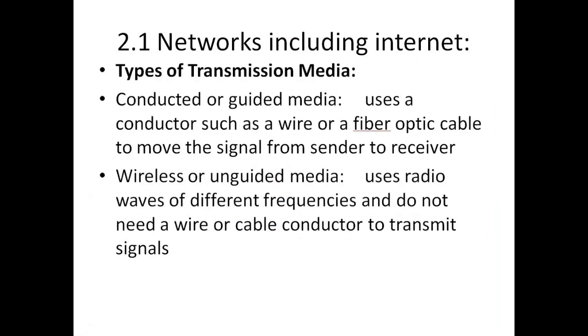Next we have the types of transmission media. We can have two types of transmission media: the conducted or guided media and the wireless or unguided media. The conducted or guided media uses a conductor such as a wire or a fiber optic cable to move the signal from sender to receiver, whereas the wireless or unguided media uses radio waves of different frequencies, and they do not need a single wire or a cable to transmit the signals.